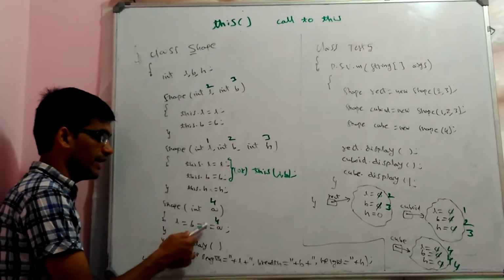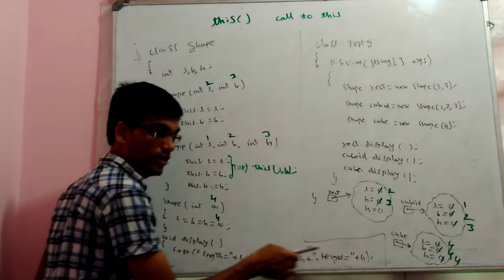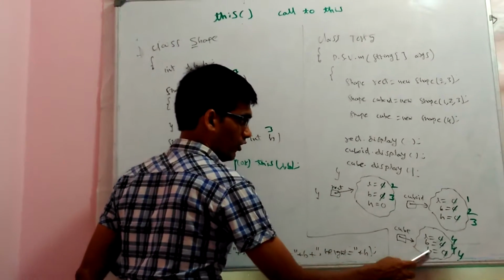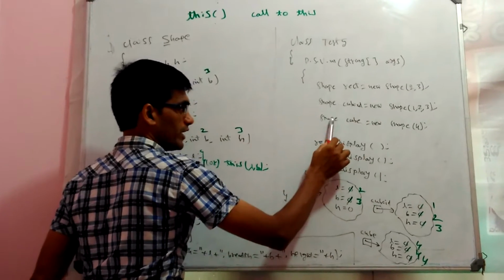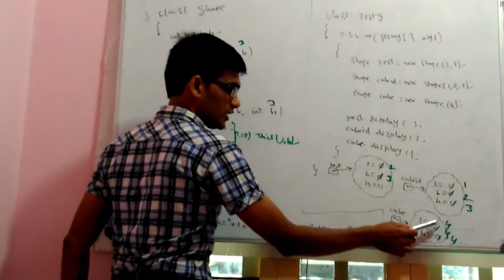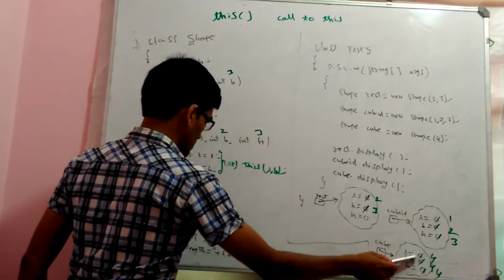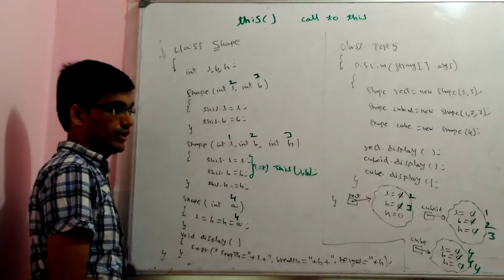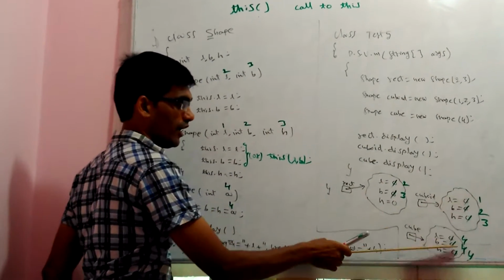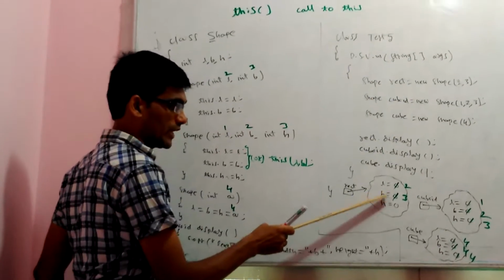So L, B and H will be replaced with the value 4. So here all zeros will be replaced with 4, 4, 4. And this object we are storing in a reference variable called Q. So under this reference variable Q, this object will be referenced. So this is the result after that is executed. So using these three statements, we have created three different objects and we are storing them into their respective references.